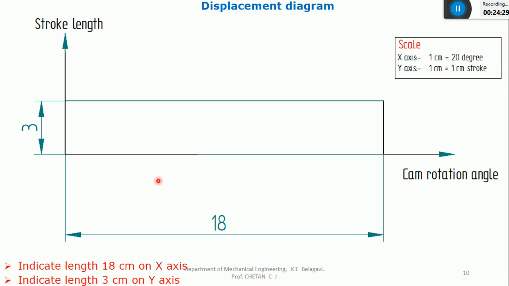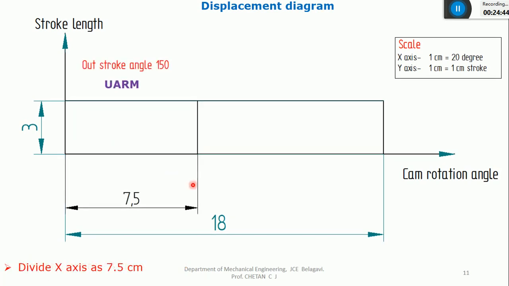Then I'll plot the first angle, that is 150 degree. So how to plot this? 150 by 20, I'll get 7.5 centimeter, right? It will be 7.5 centimeter. You can see, I'll indicate the angle also. The outstroke angle is 150 degree with the uniform acceleration and retardation motion.